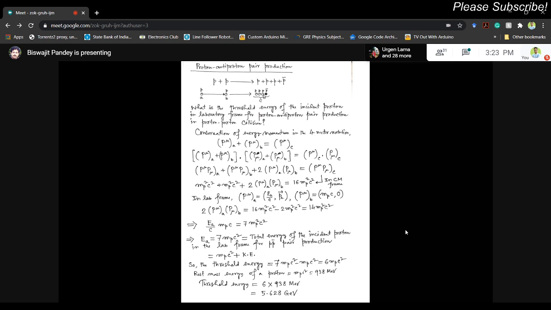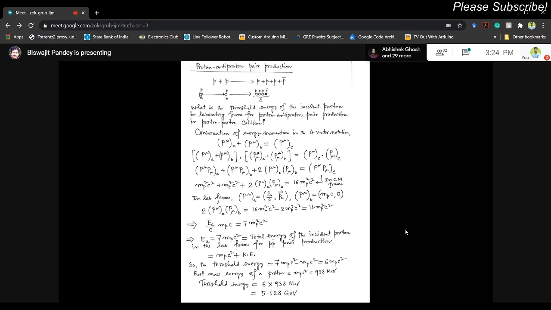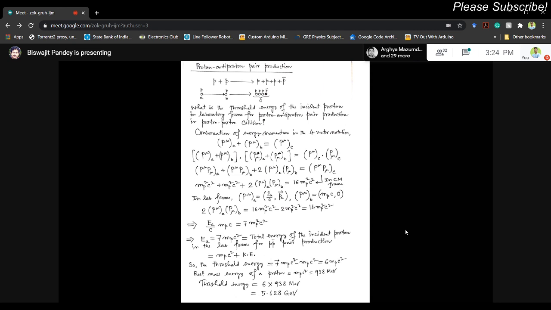Now you want to ask a simple question: what is the threshold energy for this proton antiproton pair production? So what is the threshold energy that this proton must have in order to create a new proton and antiproton in the laboratory? So this is one proton, this proton is at rest, they collide and then produce a new proton and antiproton. What should be the threshold energy for this pair production? That is our question, and we want to solve this with the 4 momentum concept, which is very easy.